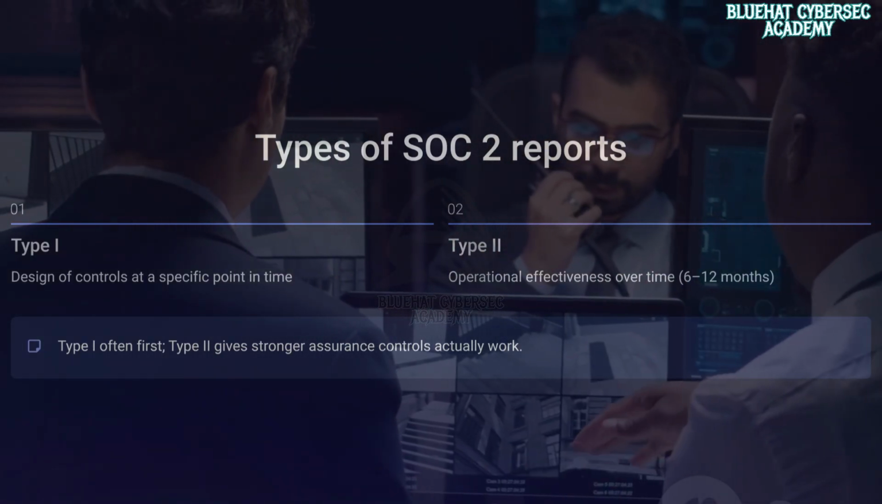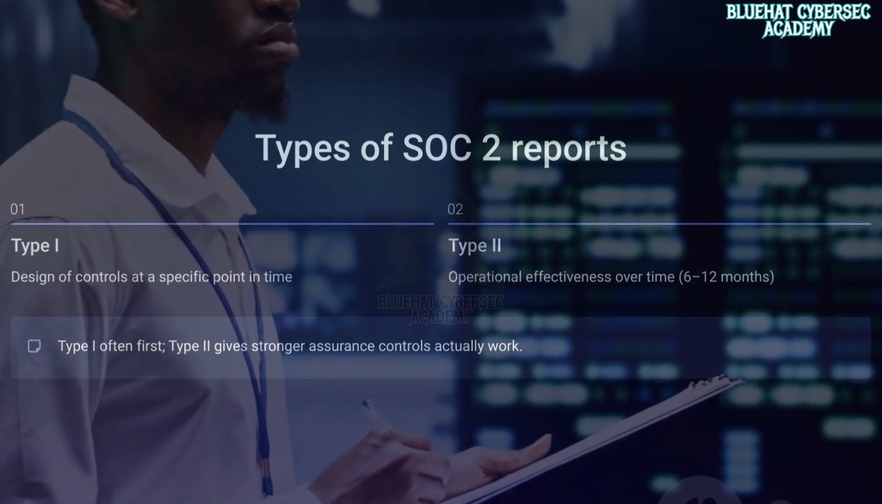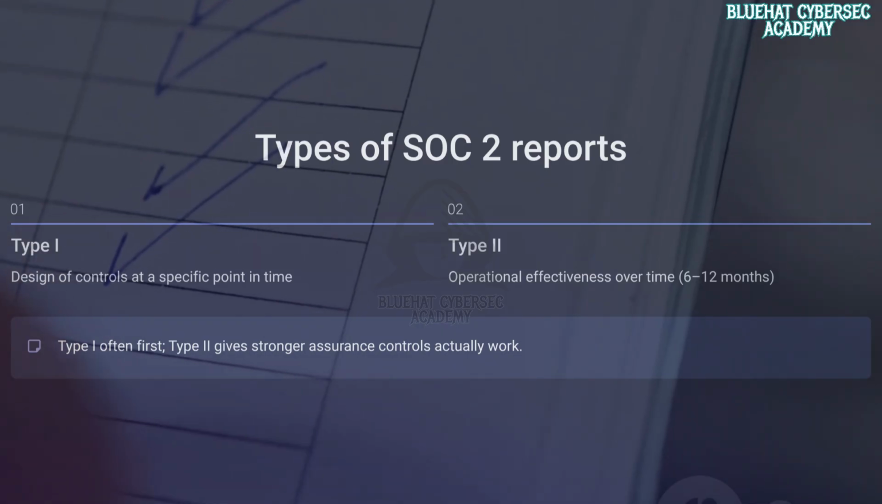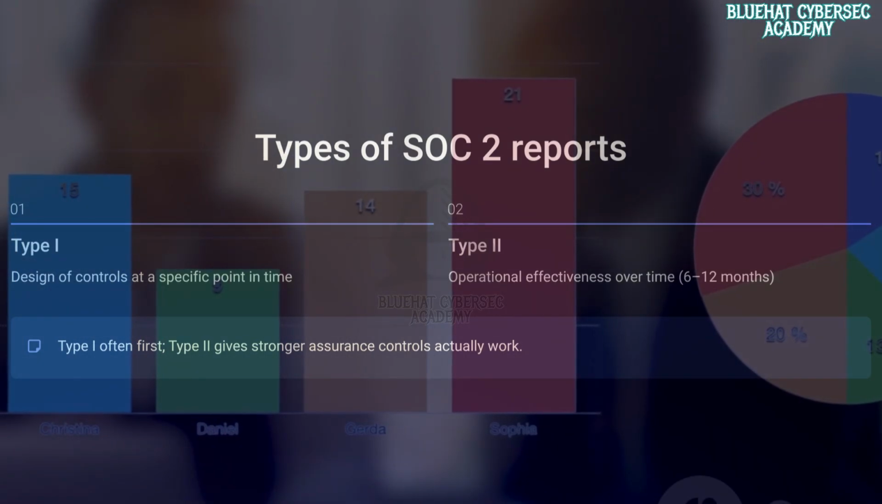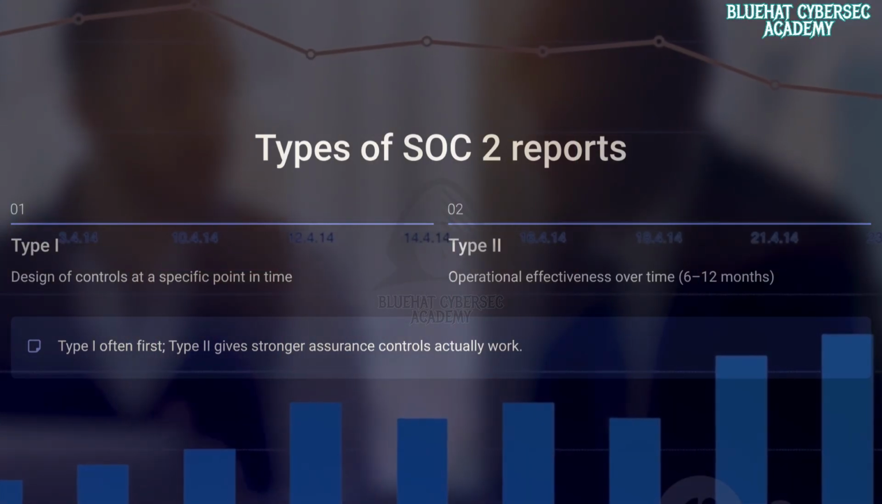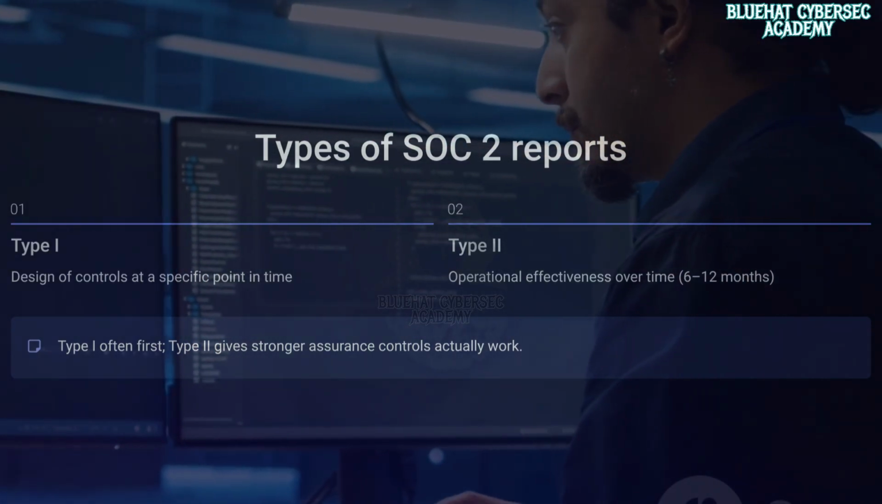There are 2 main types. Type 1 evaluates the design of your controls at a specific point in time. It answers the question, are your controls effectively designed to meet the trust principles? Type 2, on the other hand, evaluates the operational effectiveness of your controls over a period of time, usually 6 to 12 months. It answers the question, do your controls actually work consistently over time?